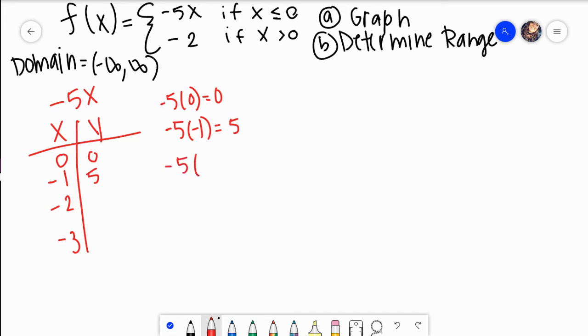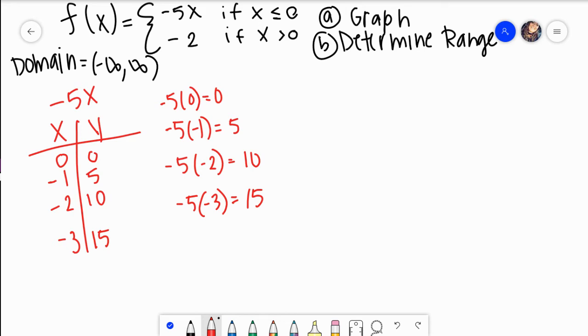Negative 5 times a negative 2. 5 times 2 is 10. Signs are the same, so it's positive. And then negative 5 times a negative 3. 5 times 3 is 15. Signs are the same, so it's positive.